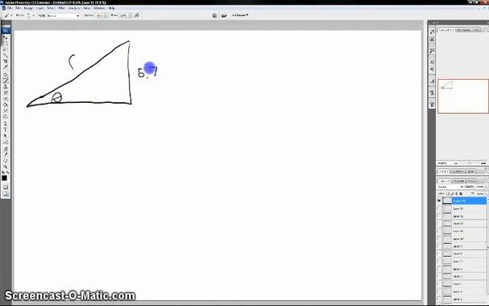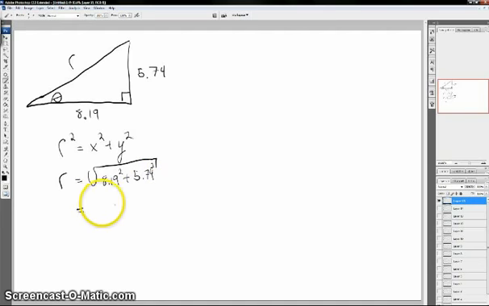We can say that y is 5.74 and x is 8.19 like before, and so here we're just doing the exact opposite of the problem we just did. We can use Pythagorean's theorem to find the hypotenuse. That's just r squared equals x squared plus y squared, or c squared equals a squared plus b squared. Can solve this for r, and I'll get the square root of 8.19 squared plus 5.74 squared. If you type that into your calculator, you'll find that equals very close to 10.